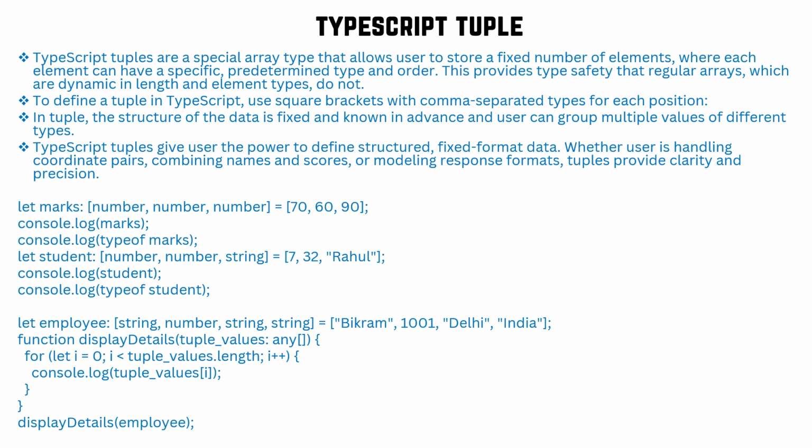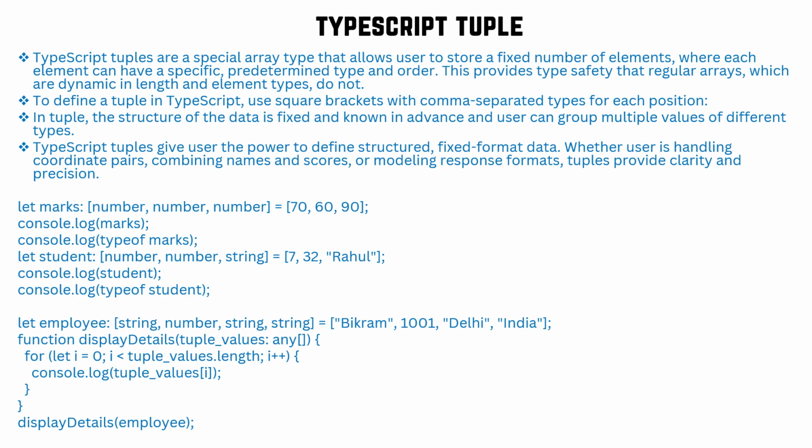So tuples allow the user to store a fixed number of elements, whereas arrays can store any dynamic number of elements. But arrays will allow you only to store a similar kind of element, whereas tuples will allow the user to store a different variety of elements as well. To define a tuple in TypeScript, the user needs to use square brackets with a comma-separated type for each position. In a tuple, the structure of the data is fixed and known in advance, and the user can group multiple values of different types. Suppose you are dealing with students where you know that there are 10 students, so automatically you can define 10 different data types, and you can store 10 values.